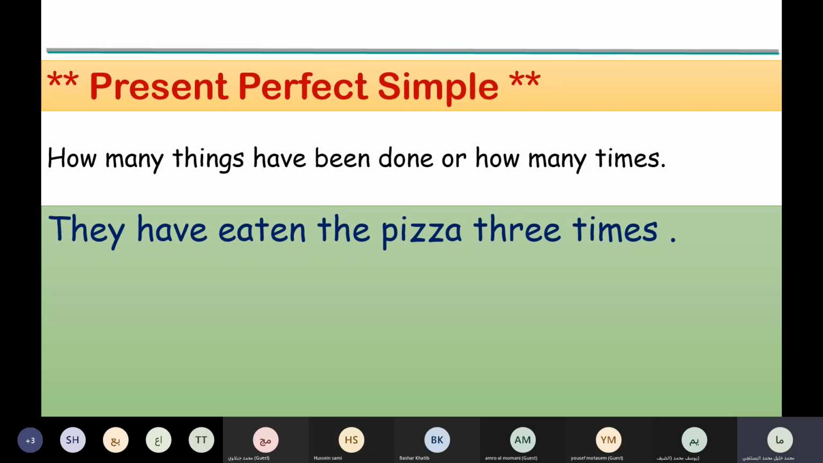Who can read the example? Yes, sir. They have eaten the pizza 3 times. Good. Yes. He has read 10 books. The action started in the past, is still happening up to now, and continues in the future. Focus on what? The number of things that have been achieved. He has read 10 books. So here we have to use the present perfect with the number of things done.